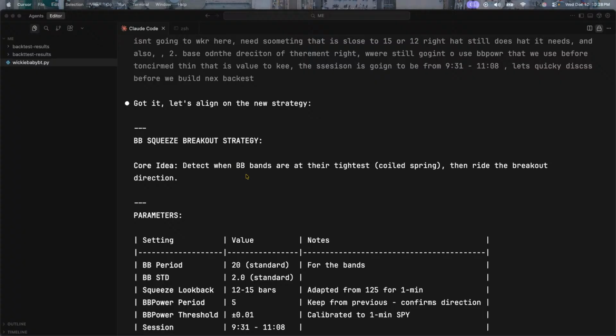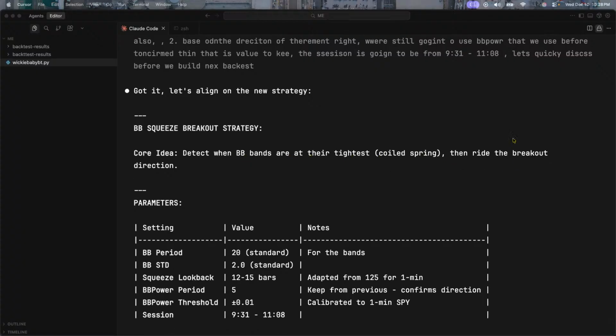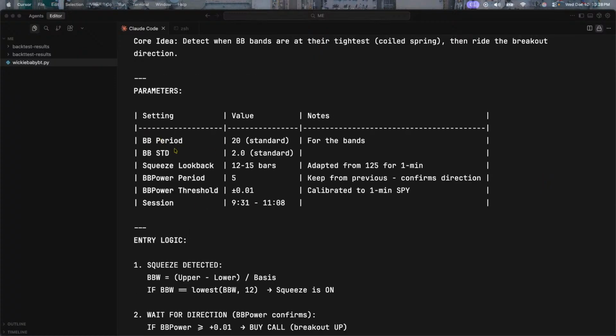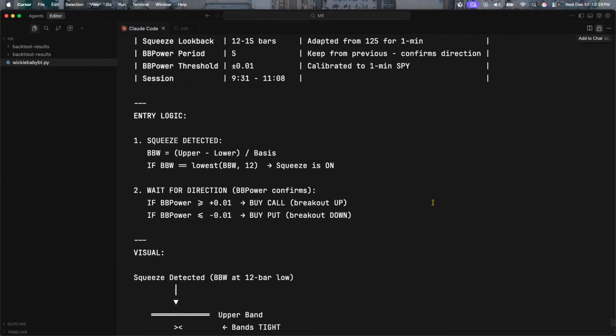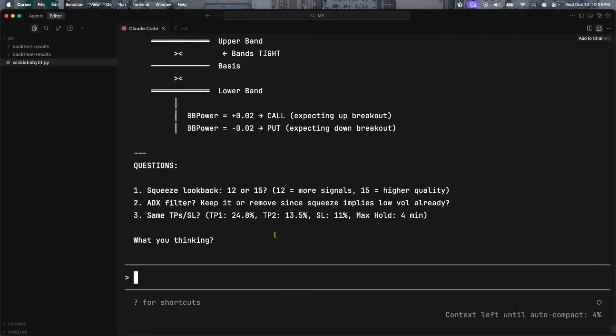So the core idea: we detect the BB bands are at their tightest, the coil, the spring, and then we ride the breakout direction. So the period is 20. We're not using that. That is way too long. So I'm probably going to go to 10. And then the BB of 2.0, I just showed y'all the pictures before, right? That is too wide. I want it a little bit tighter. The squeeze lookback, adaptation for 125 minutes. The BB period, kept from the previous to confirm. All right, 12 bar, beautiful.